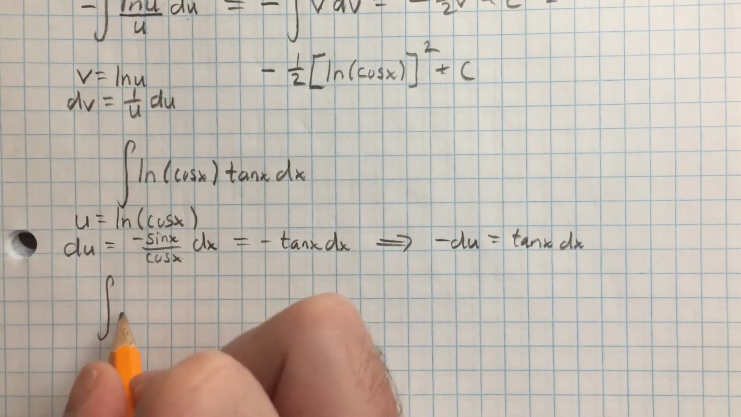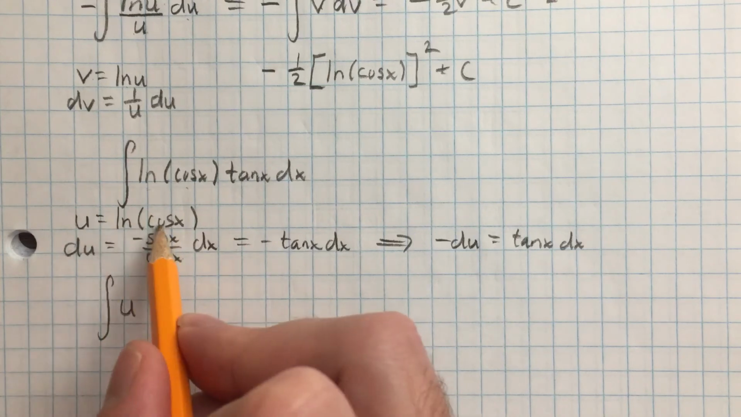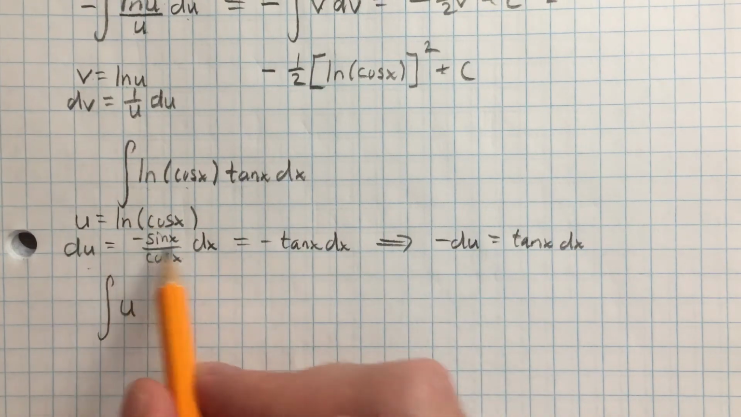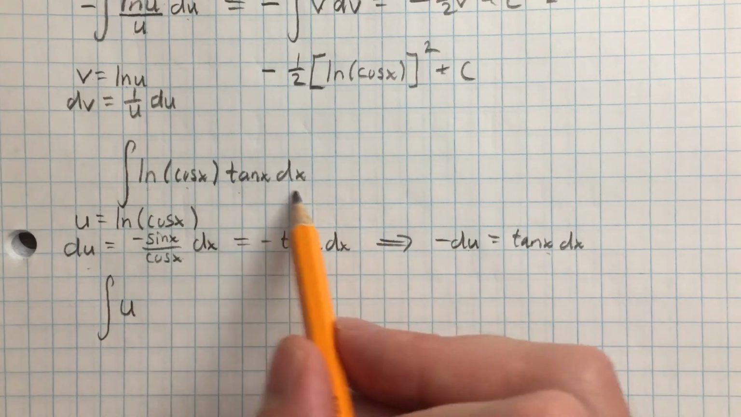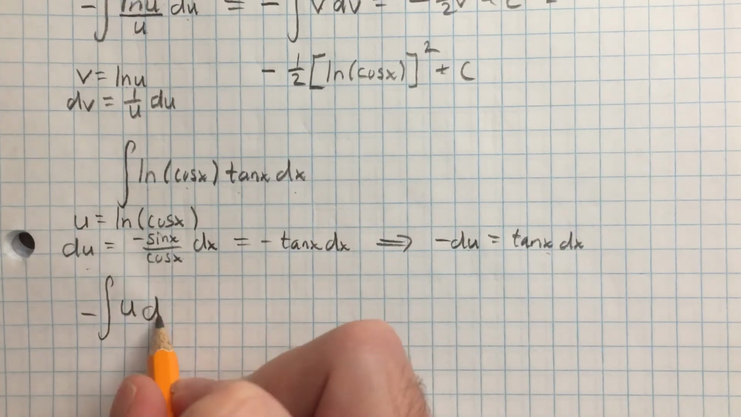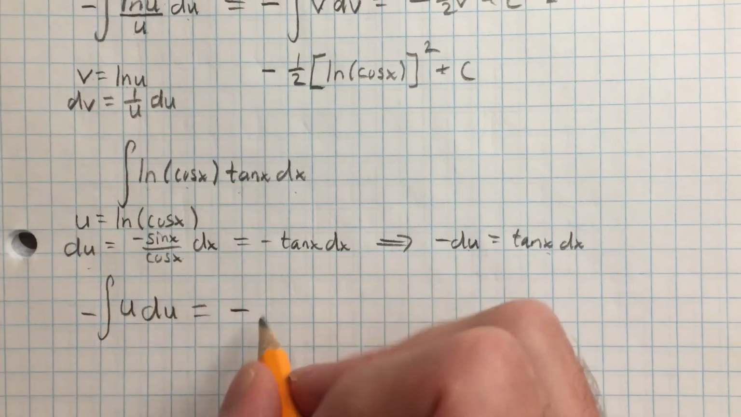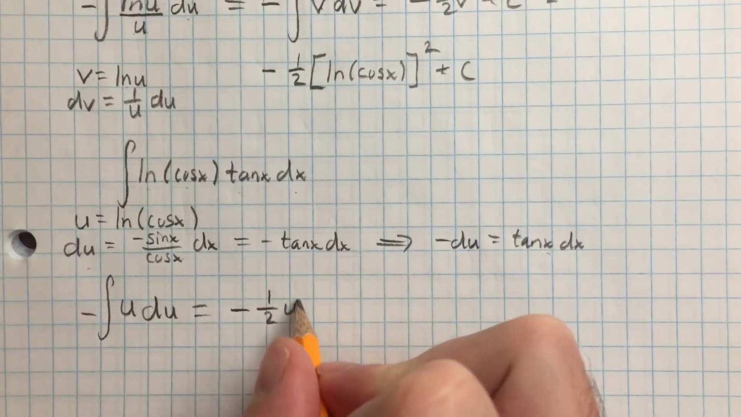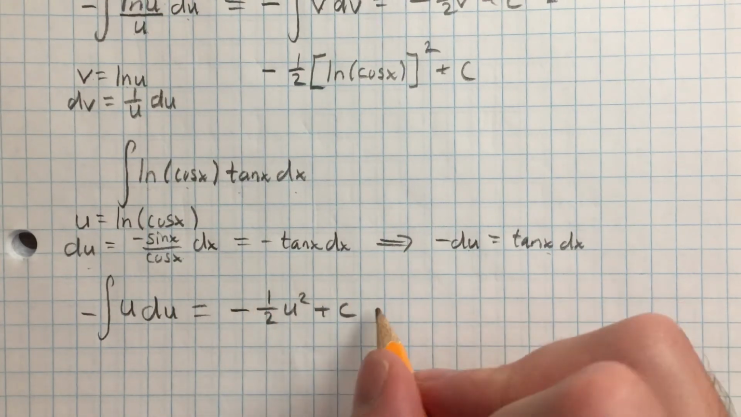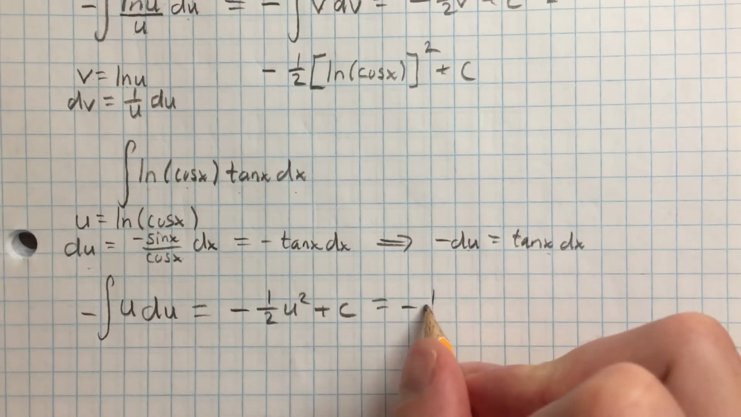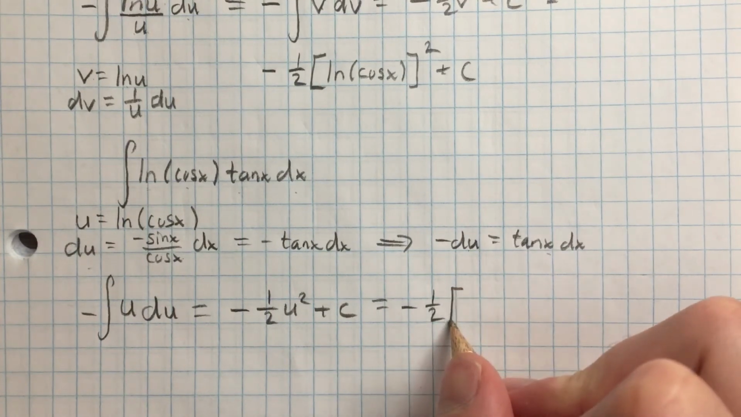Everything can be replaced in one shot, and we'll have the integral of u, that's the natural log of cos, right? That was the whole substitution there. And the negation of du is tan x dx, so tan x dx becomes negative du. Integrating will get 1/2 u squared plus c. But u was natural log of cos, and we come to the same conclusion in a slightly different way. And again, perhaps you might say slightly more efficient way.